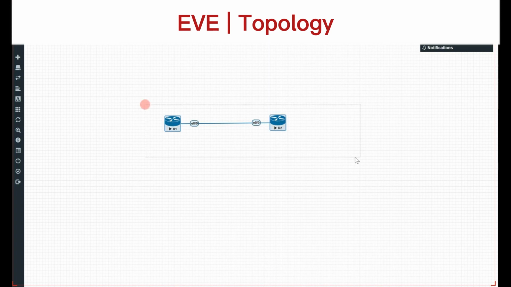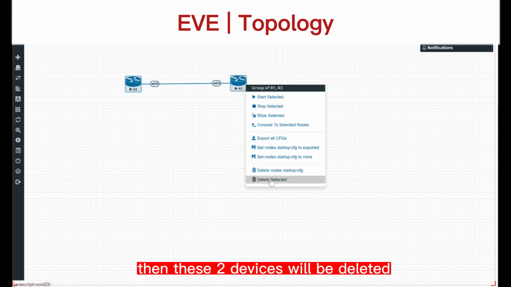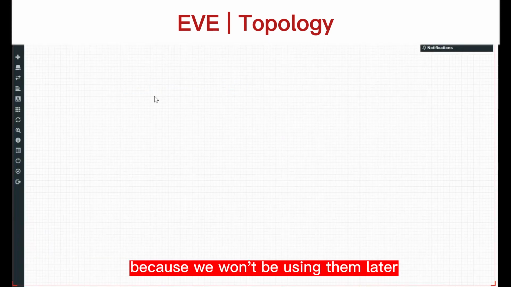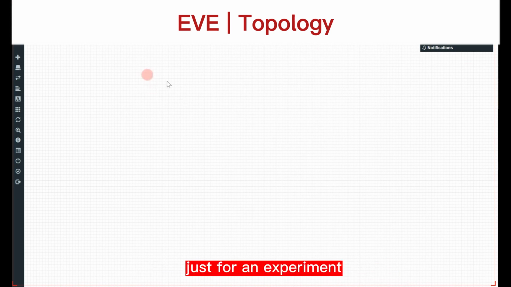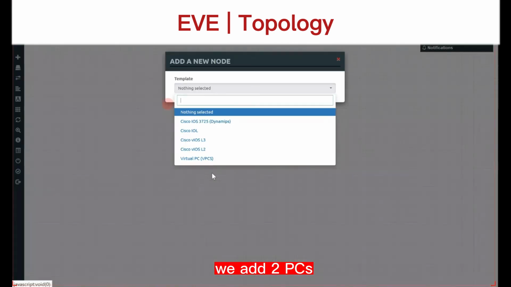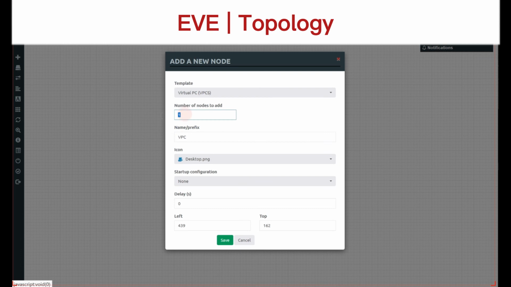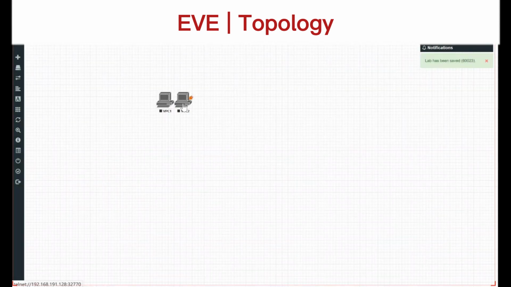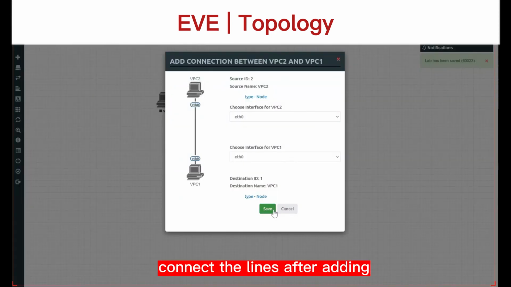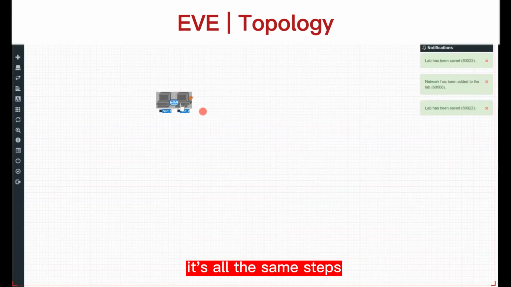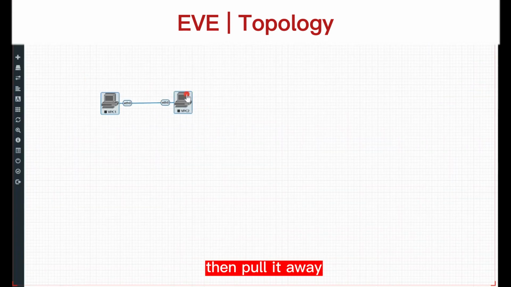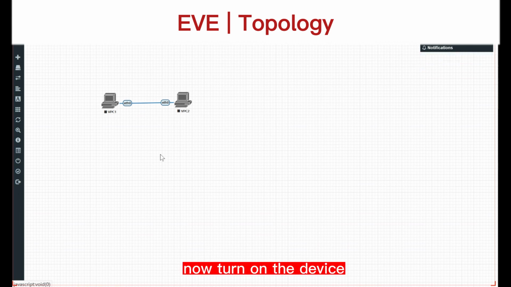Okay. Then these two devices will be deleted, because we won't be using them later. Just for an experiment, we add two PCs. We can write 2 here. Connect the lines after adding. It's all the same steps. Then pull it out clearly. Now turn on the device.